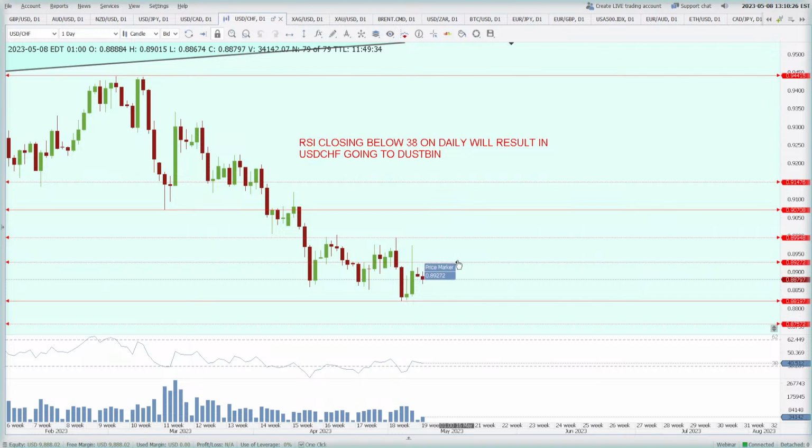All right, so here 0.8994 on the upside is resistance and 0.8819 is the support.